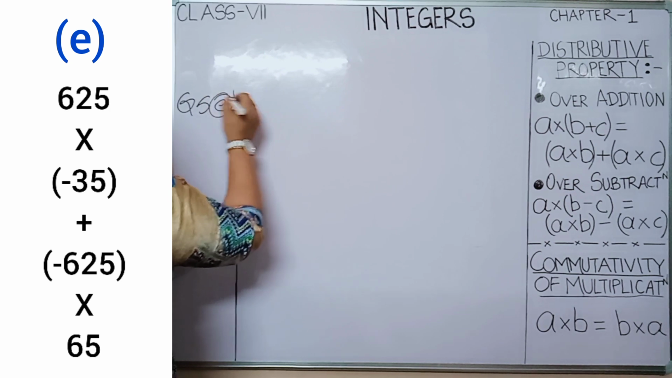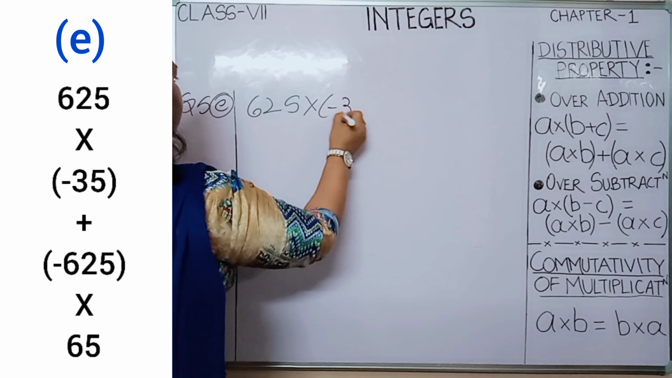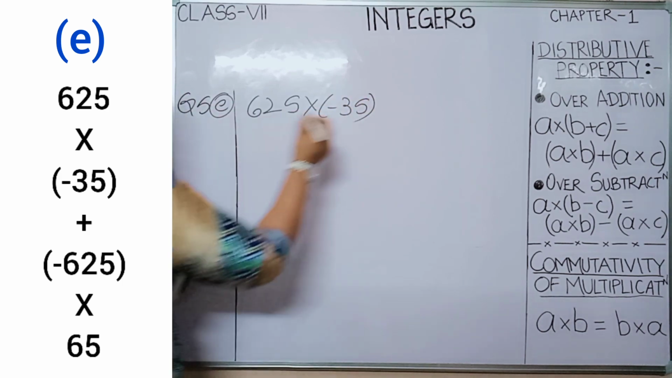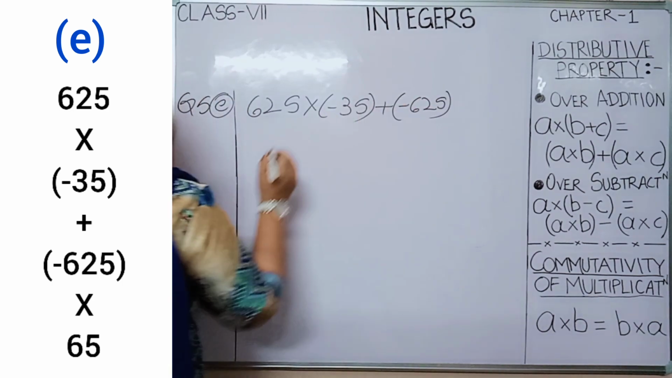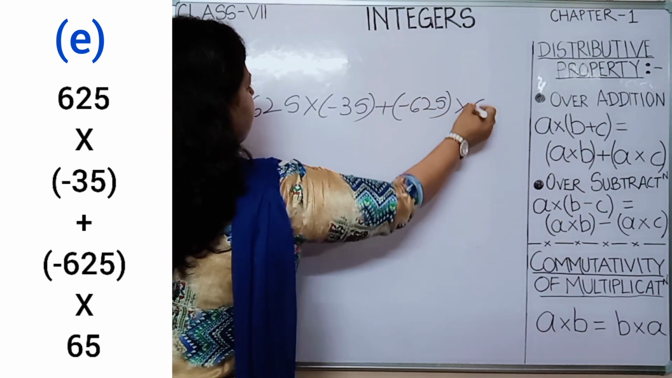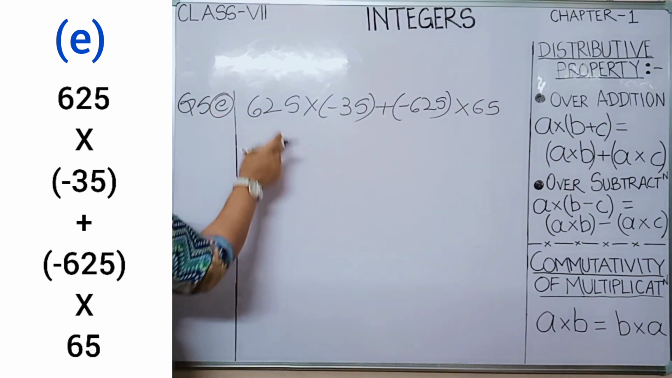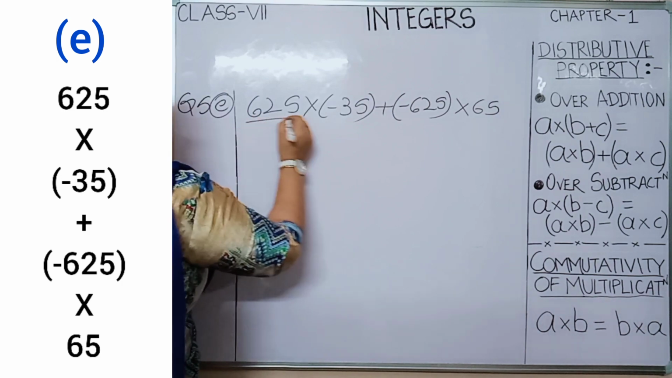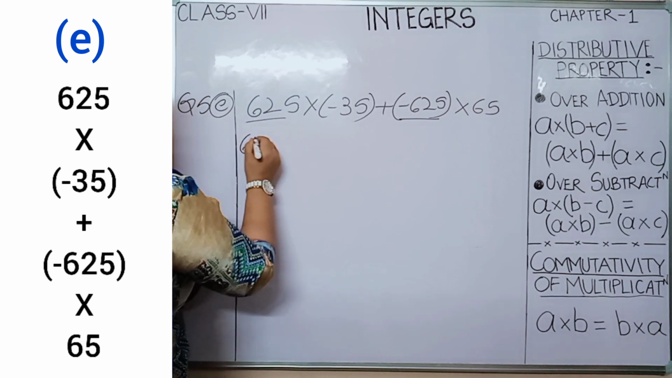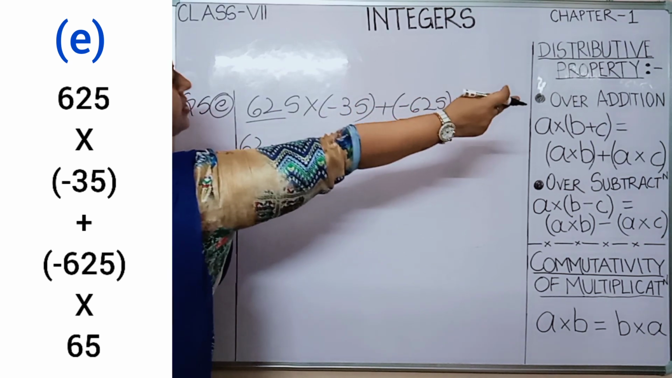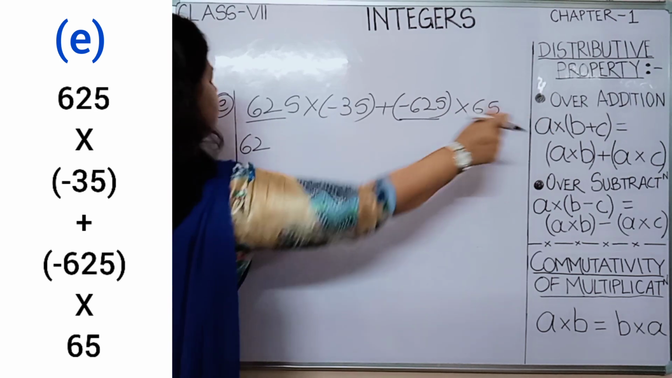E part. 625 multiply minus 35 plus minus 625 into 65. The same question we have already discussed in A part. Now here 625 is common in both groups. Using distributive property over addition, A into B plus C will be equal to A into B plus A into C.